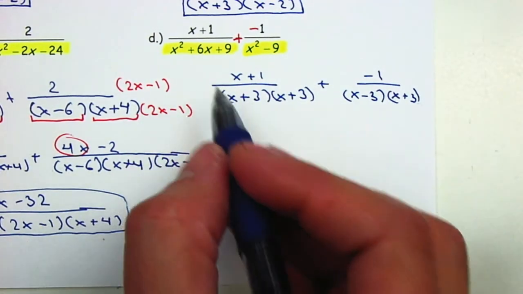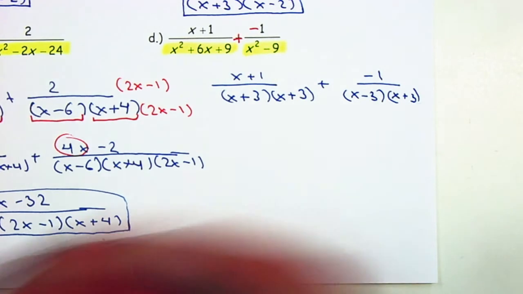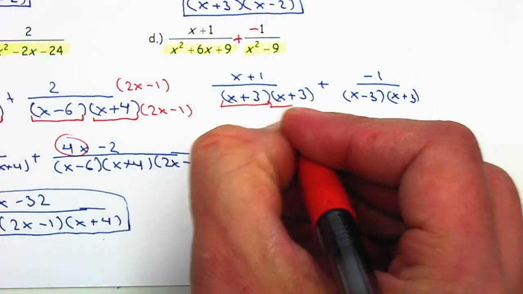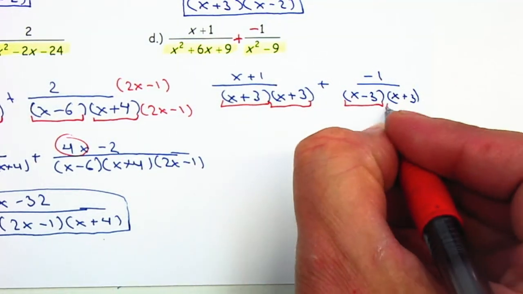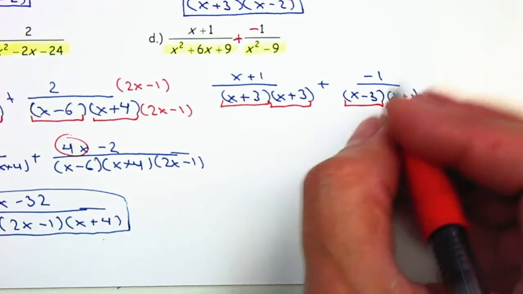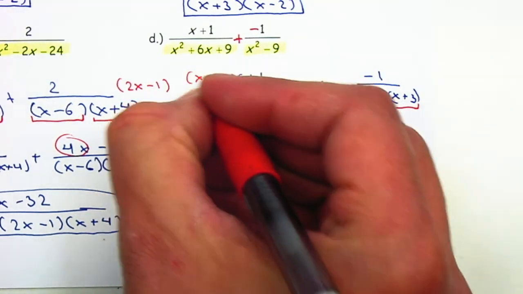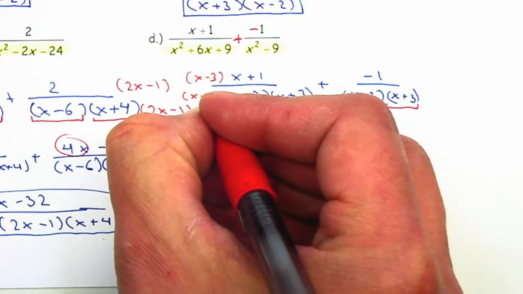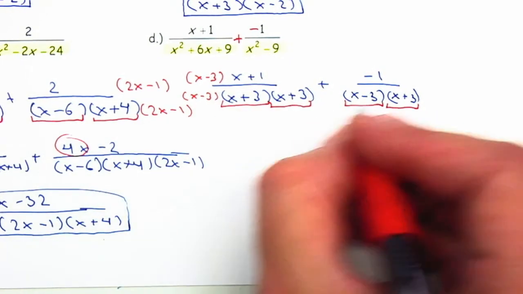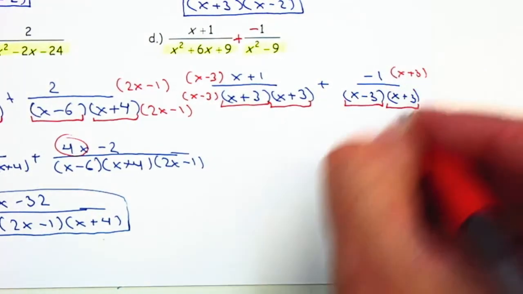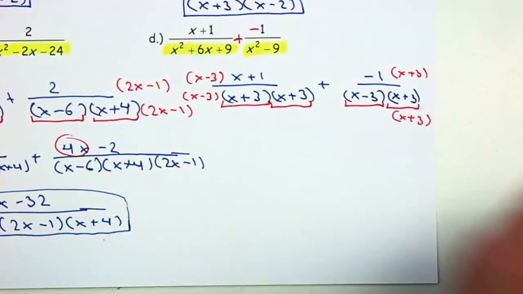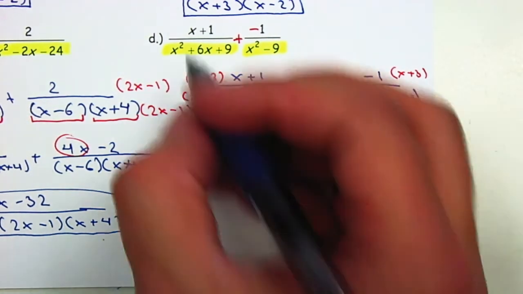So, on the left, we have x plus 3 twice. On the right, we have x minus 3 and only one x plus 3. So, on the left, I need the x minus 3. On the right, I need to make them the same, so I need another x plus 3. Let's go and use the distributive property.